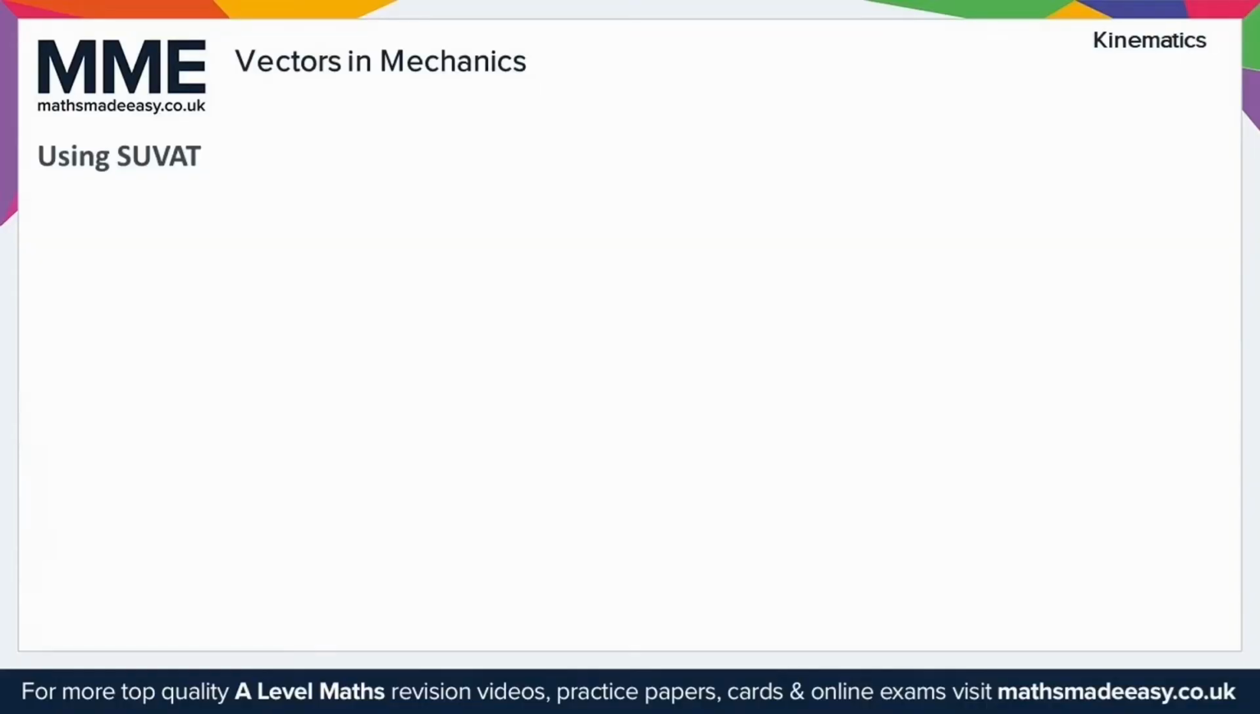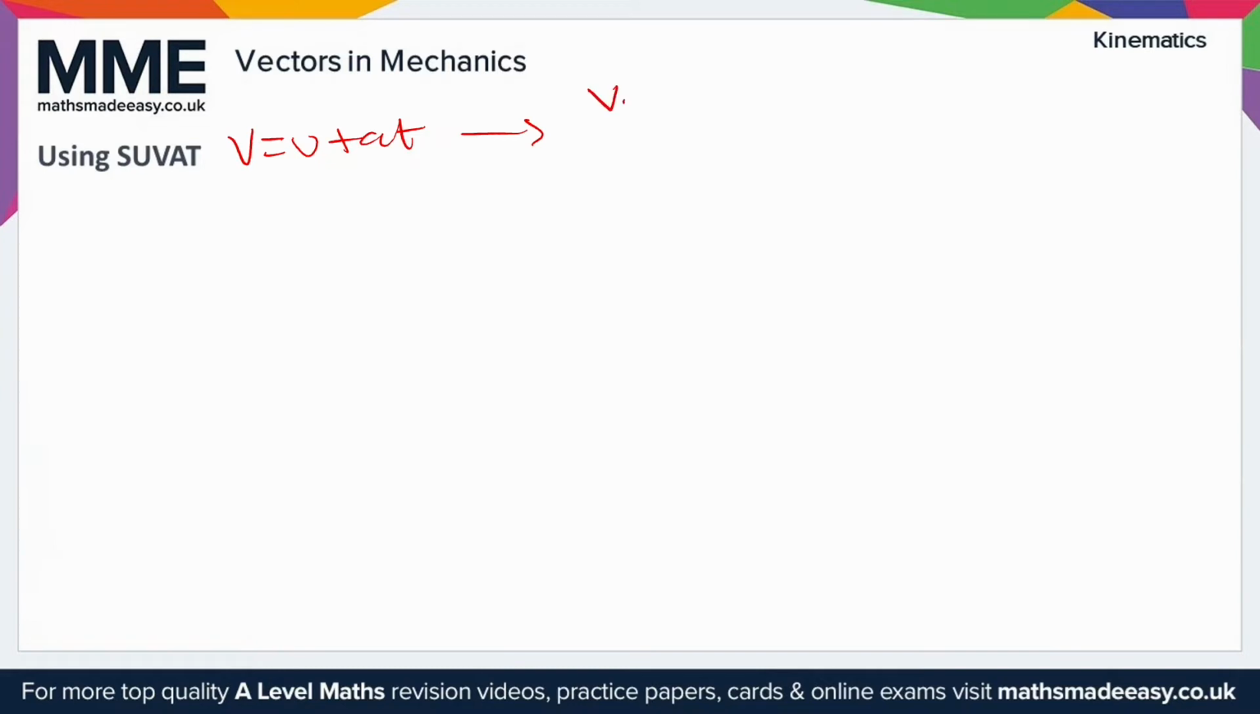So when working with vectors and mechanics, you can more or less use SUVAT in the usual way, and I'm going to quickly show you how to convert the SUVAT equations to vector notation. One you might be familiar with is v = u + at. Obviously a very useful equation, but it only works in one dimension. How can we make it work in two dimensions?